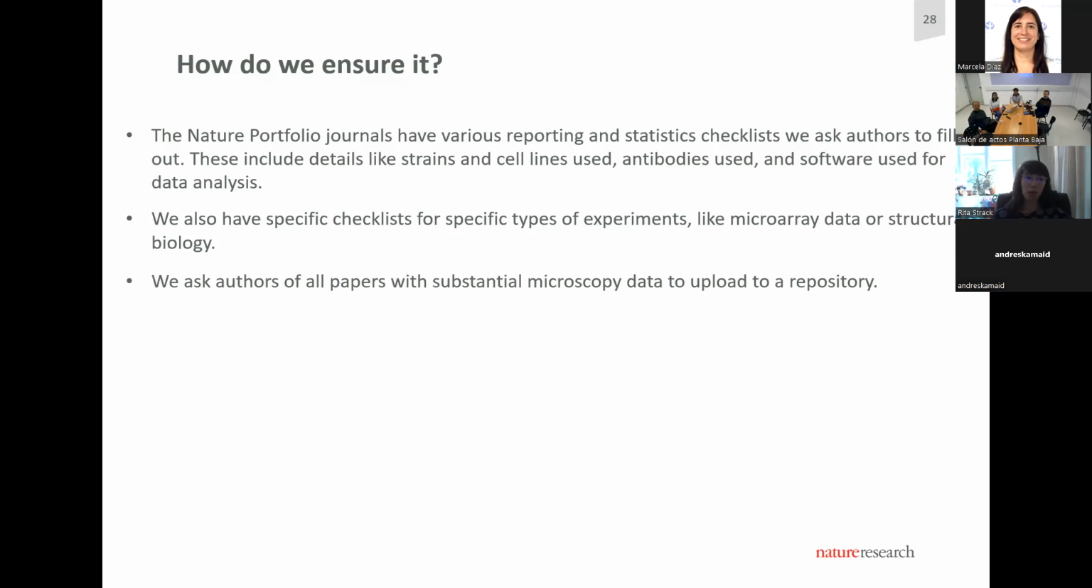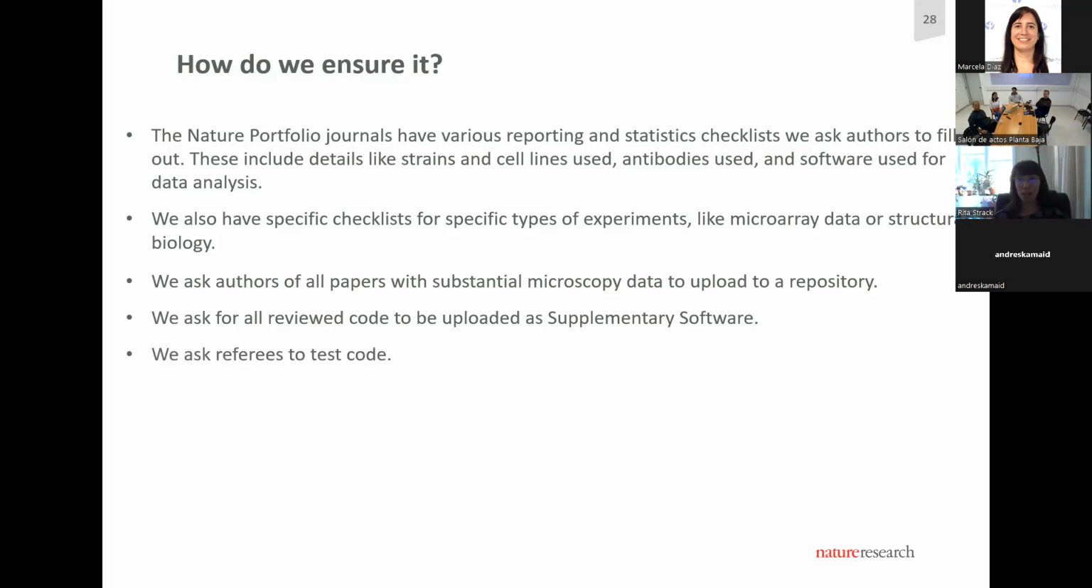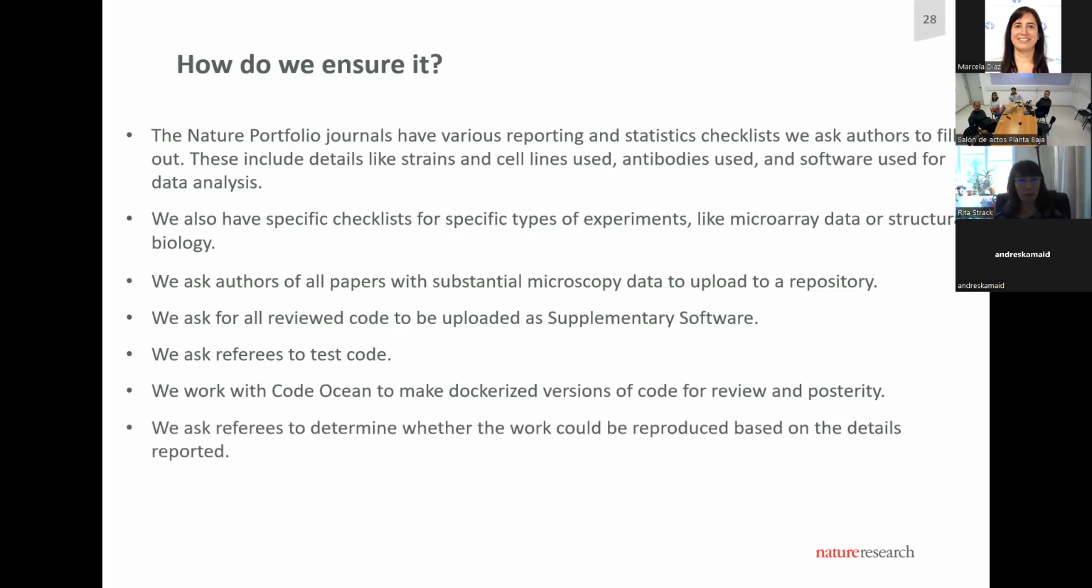We ask all authors of all papers with substantial microscopy data to upload to a repository. We ask for all reviewed code to be uploaded as supplementary software so that it's maintained with the paper. We ask referees to test code and software that's provided. And to make this easier, we have a long-term ongoing trial with CodeOcean to make Dockerized or containerized versions of code for review and also for posterity.